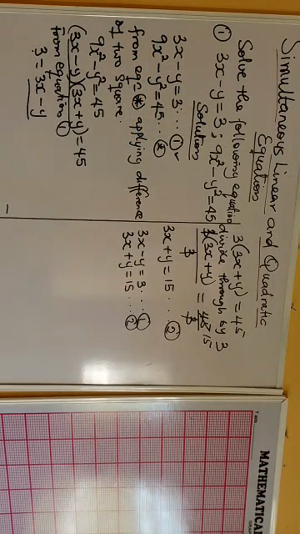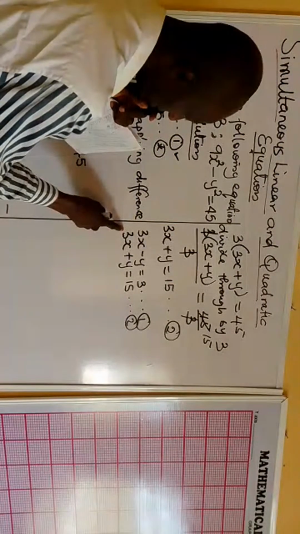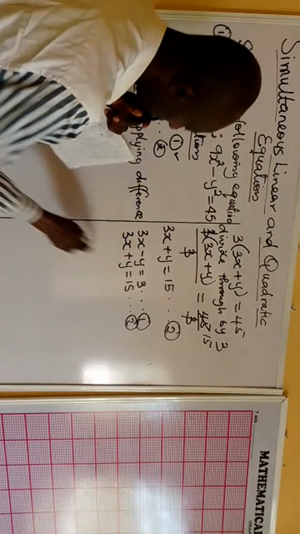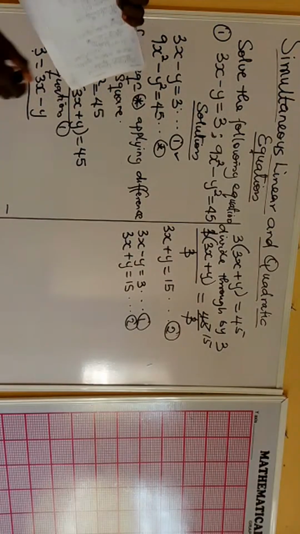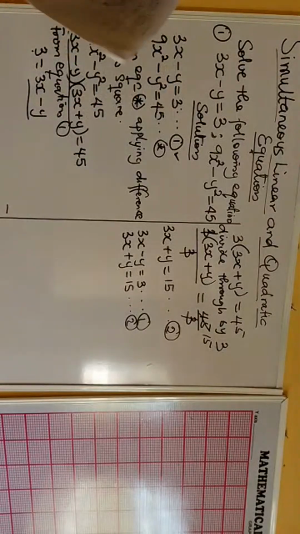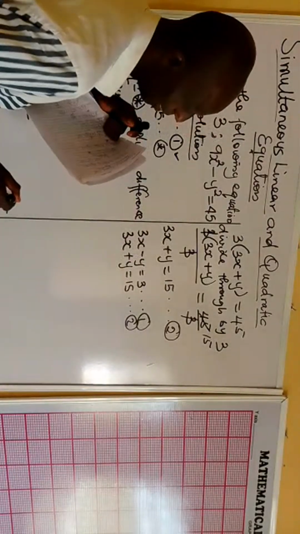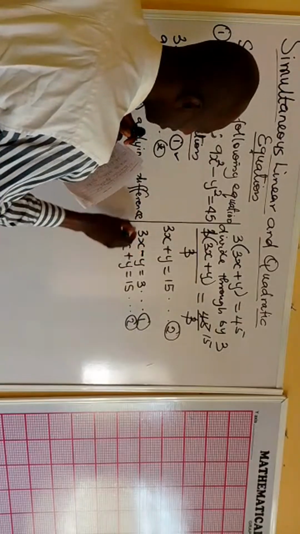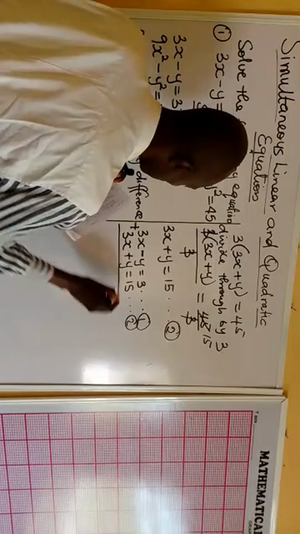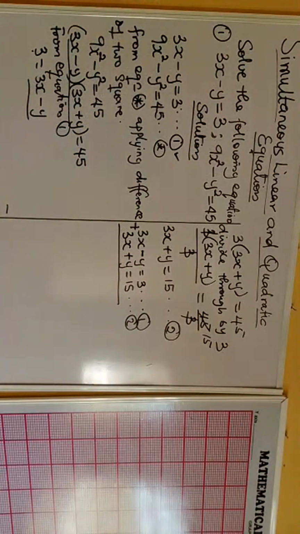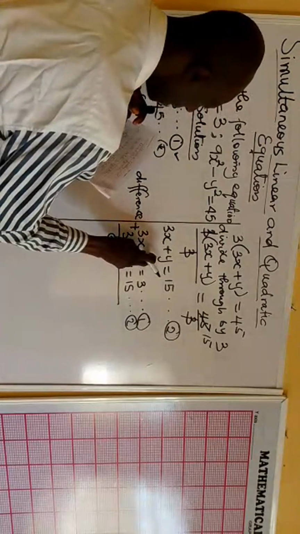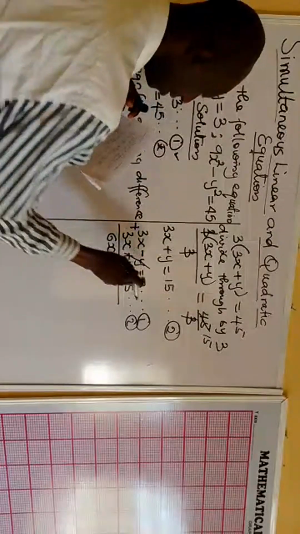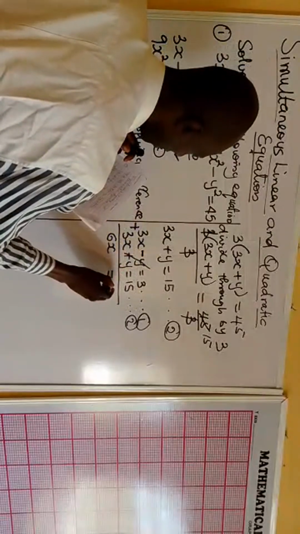When you look at the coefficient of x in equation 1 and equation 2, they are 3 and 3. The coefficient of y is also the same. So now I can either eliminate x or eliminate y. I am applying the elimination method, so let me eliminate y. Here is minus, here is plus. I am adding equation 1 and equation 2. 3x plus 3x gives us 6x. Minus y plus y is 0. 3 plus 15 is 18.